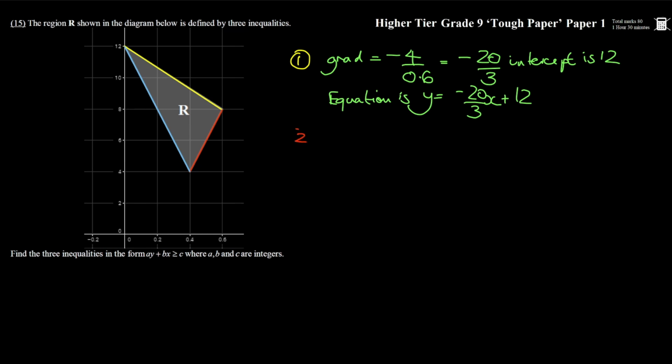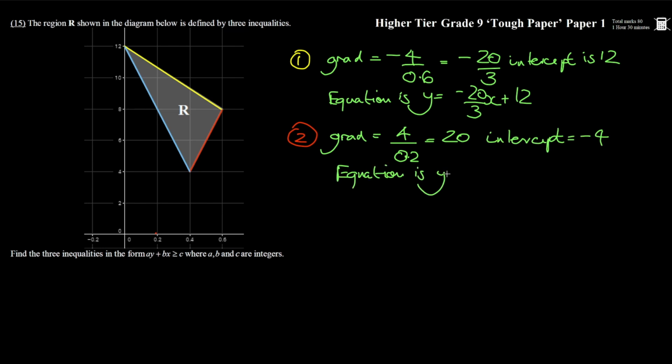Now the red line. It's a positive gradient, and it climbs 4 in 0.2, and that is equal to 20. And the intercept, it falls 4 there, it will fall another 4 there to bring it down to here, and its intercept will be negative 4. So its equation is y is equal to 20x minus 4.